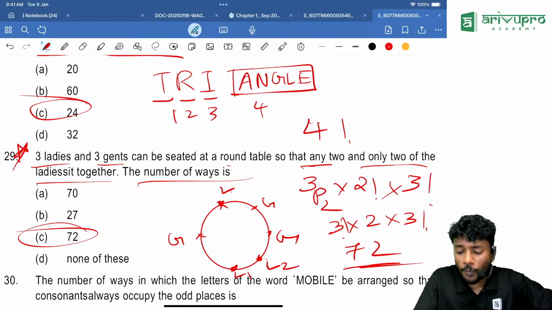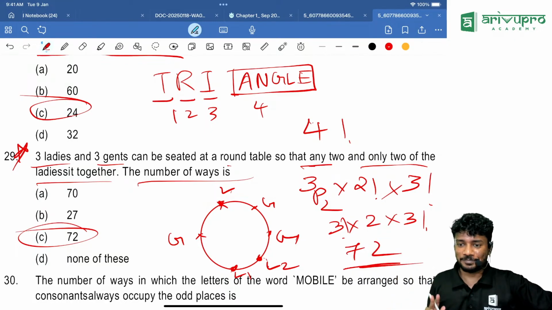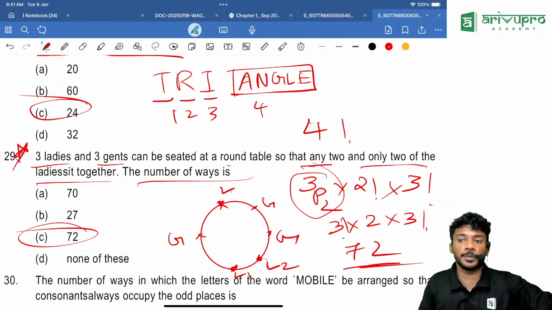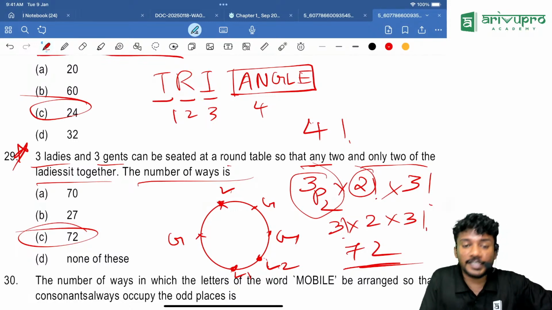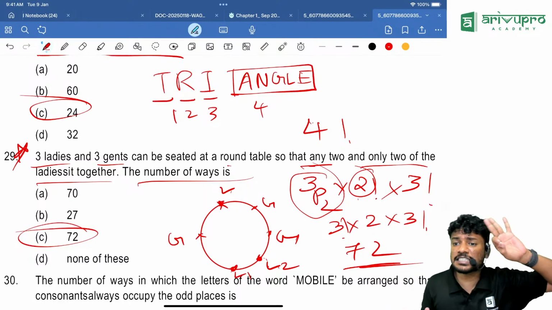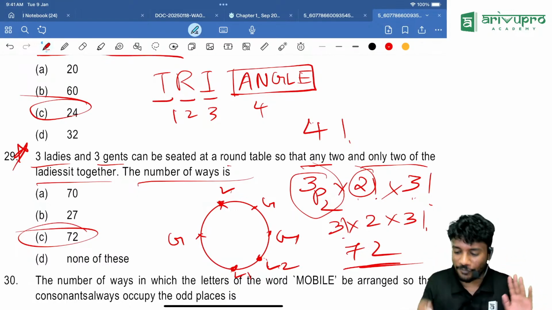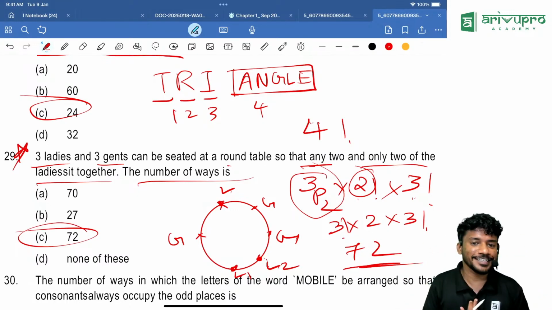So, how many ladies are there? 3 ladies. And they are telling that 2 of them are sitting together, and only 2 sit together. So, they can be arranged in 3P2 ways. Then, 2 ladies are sitting there, right? 2 of them can sit in how many ways? 2 factorial ways. Then, how many are remaining? 3 gents are remaining. They can sit in 3 vacant places. That is 3 factorial ways. Take the product. That's our answer. Yes. Next one.